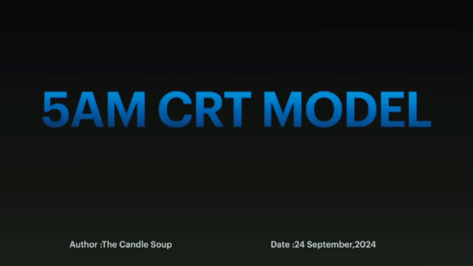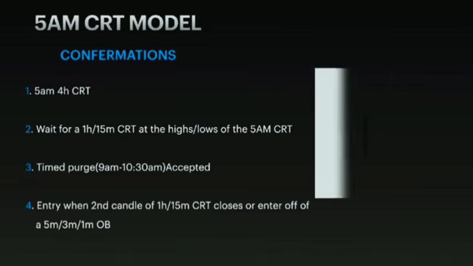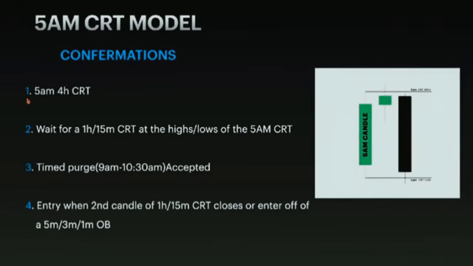This model is structured around the 5 a.m. 4-hour candle in the Forex market. So, here are some confirmational key points to remember. Number 1. The 5 a.m. CRT range. This forms the foundation of the model. You'll mark the high and low of the 5 a.m. 4-hour candle as your range. This range becomes your first confirmation, a high probability, time-sensitive setup.